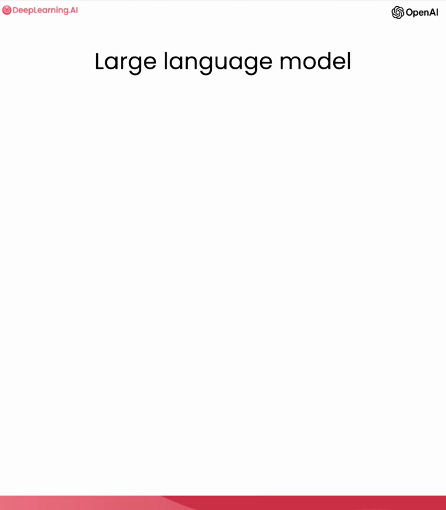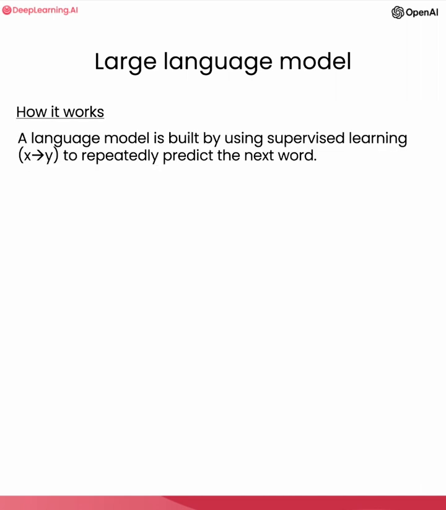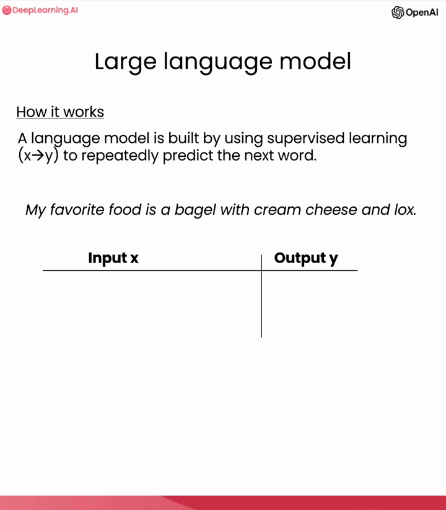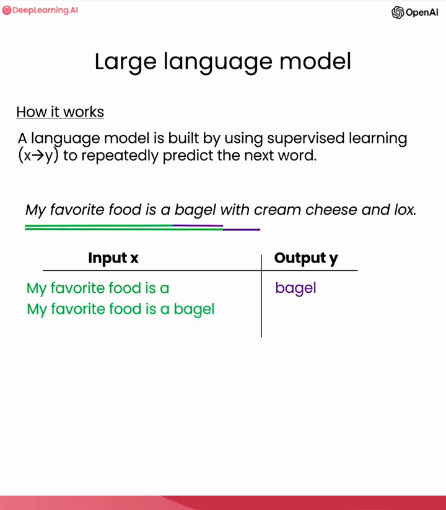Specifically, a large language model can be built by using supervised learning to repeatedly predict the next word. Let's say that in your training set of a lot of text data, you have the sentence, "My favorite food is a bagel with cream cheese and lox." Then this sentence is turned into a sequence of training examples where, given a sentence fragment, "My favorite food is a," you want to predict the next word, in this case "bagel," or given the sentence prefix, "My favorite food is a bagel," the next word in this case would be "with," and so on.